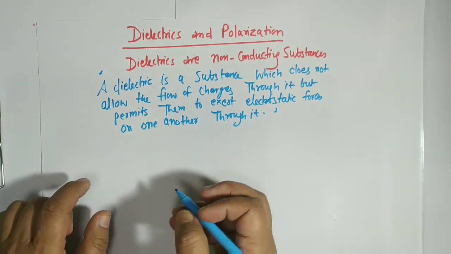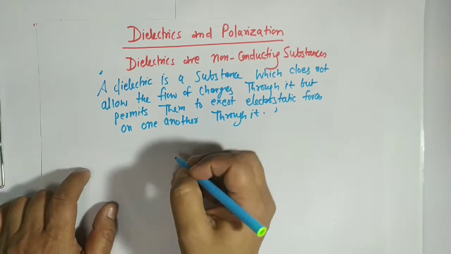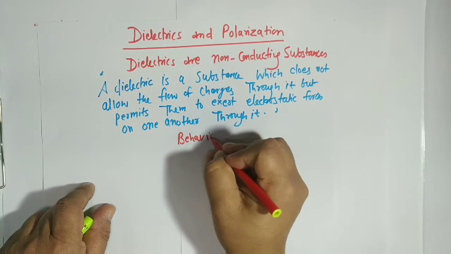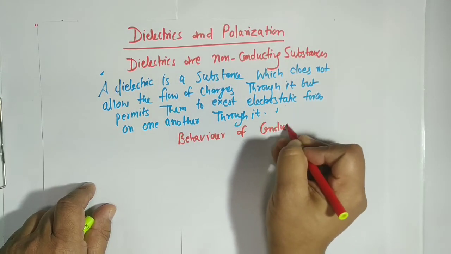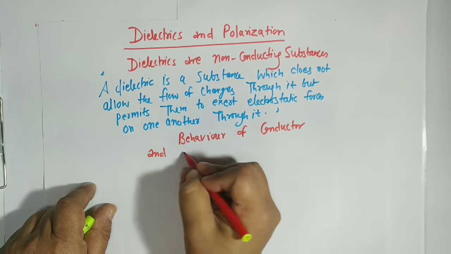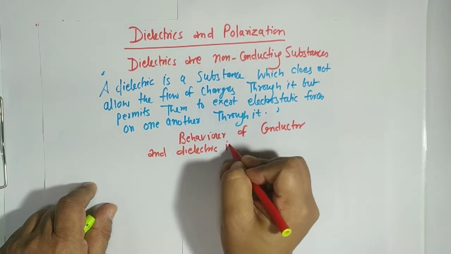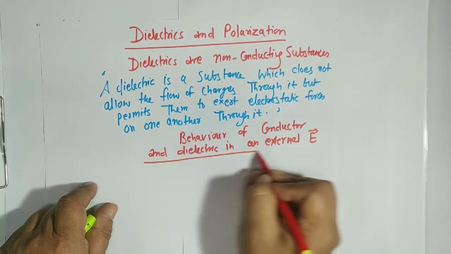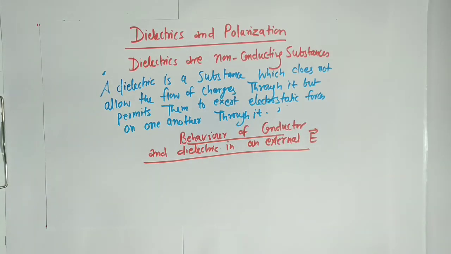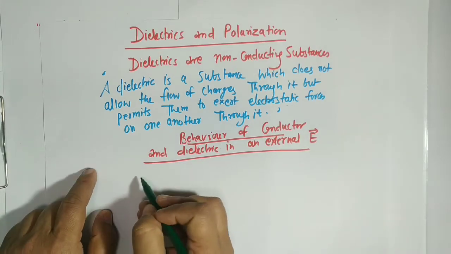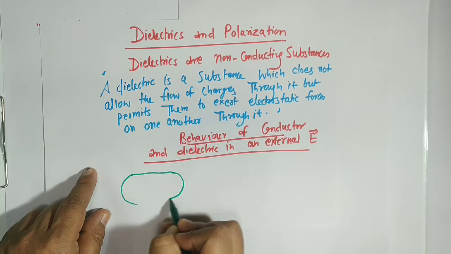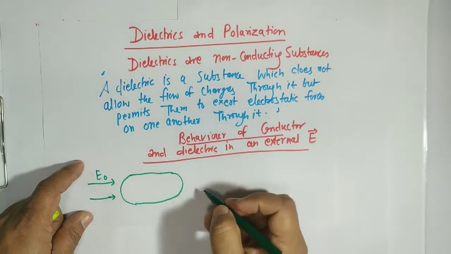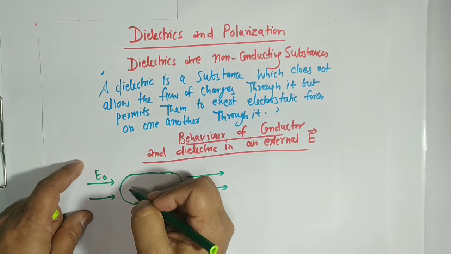Now if I ask you, what is the behavior of a conductor and a dielectric in an external electric field? Say this is a conductor. If you apply the external electric field E naught in this, it passes through. Inside the conductor, if you remember, the net electric field is 0.